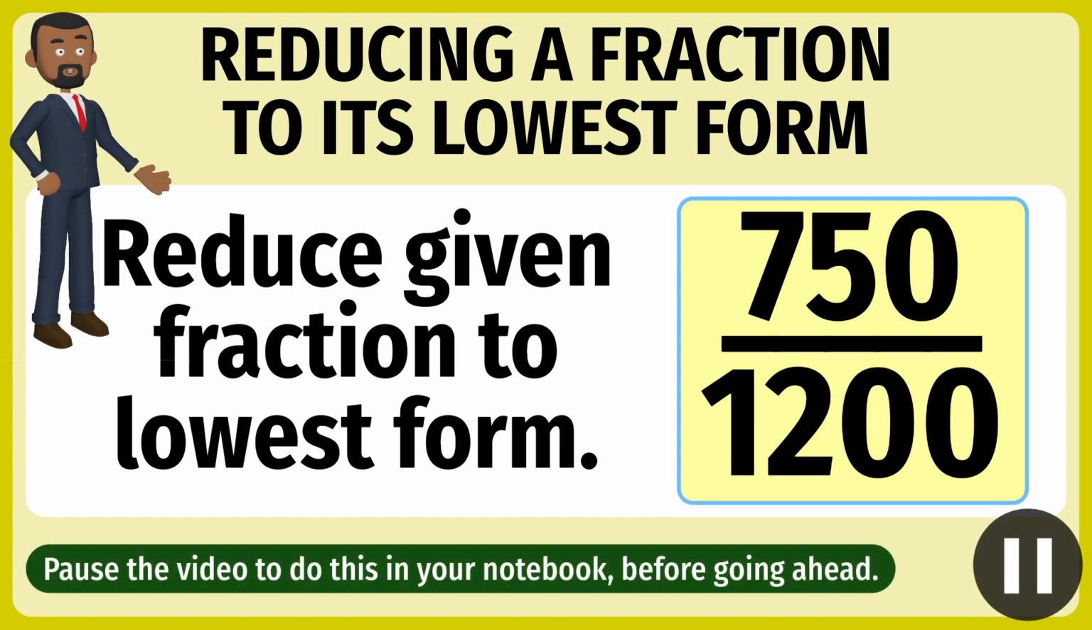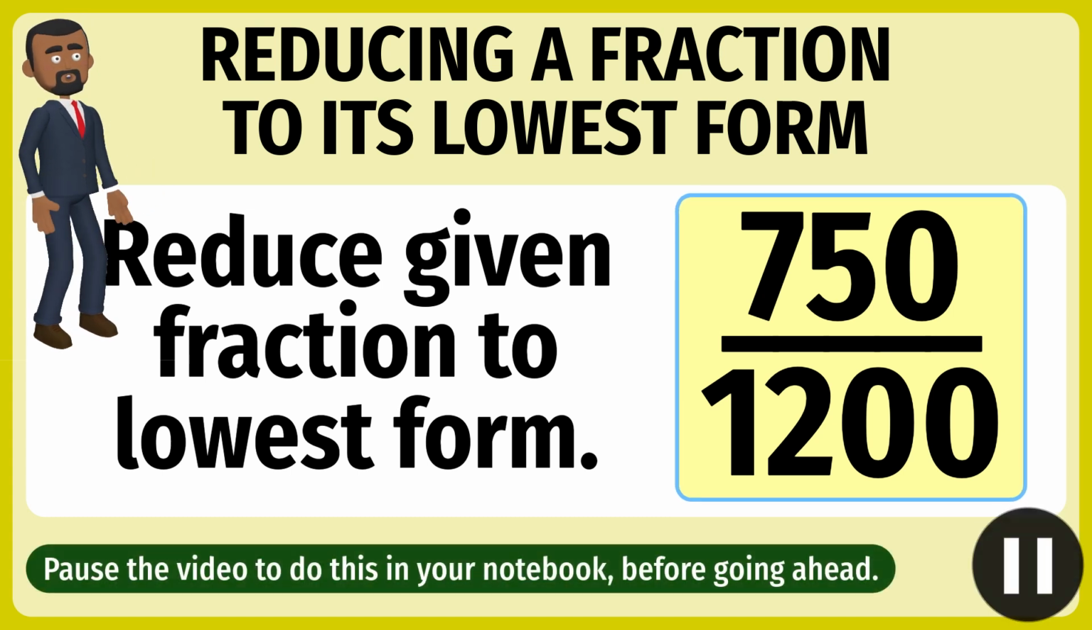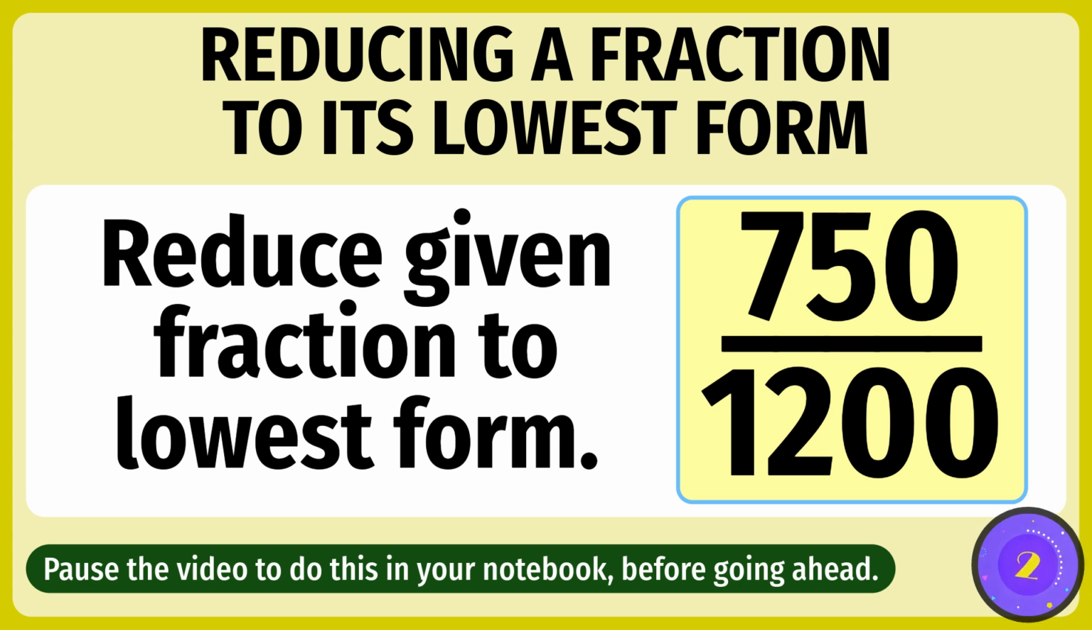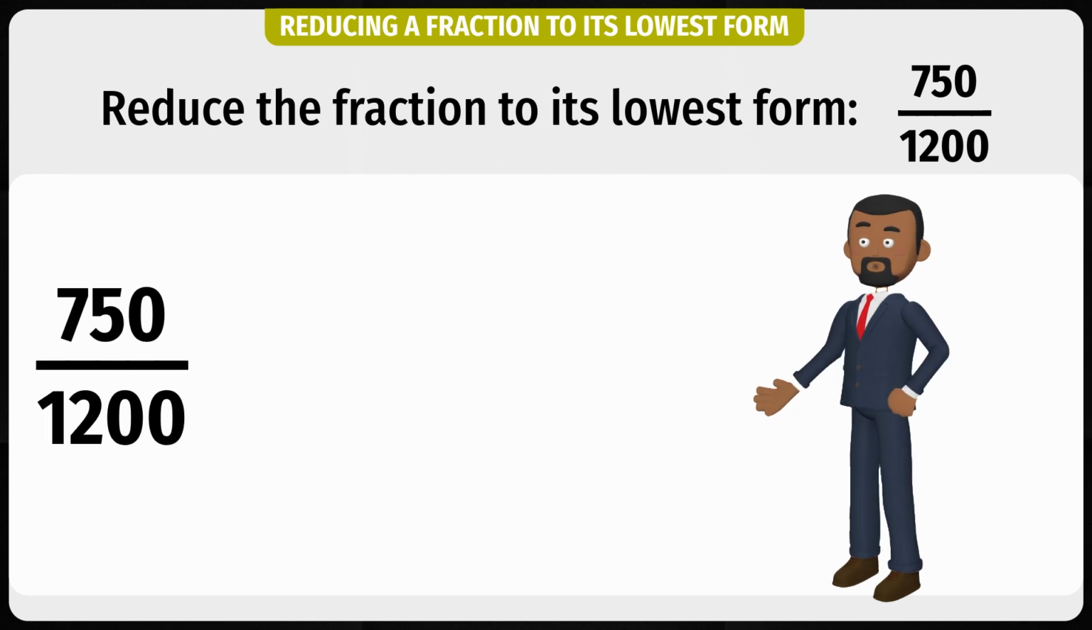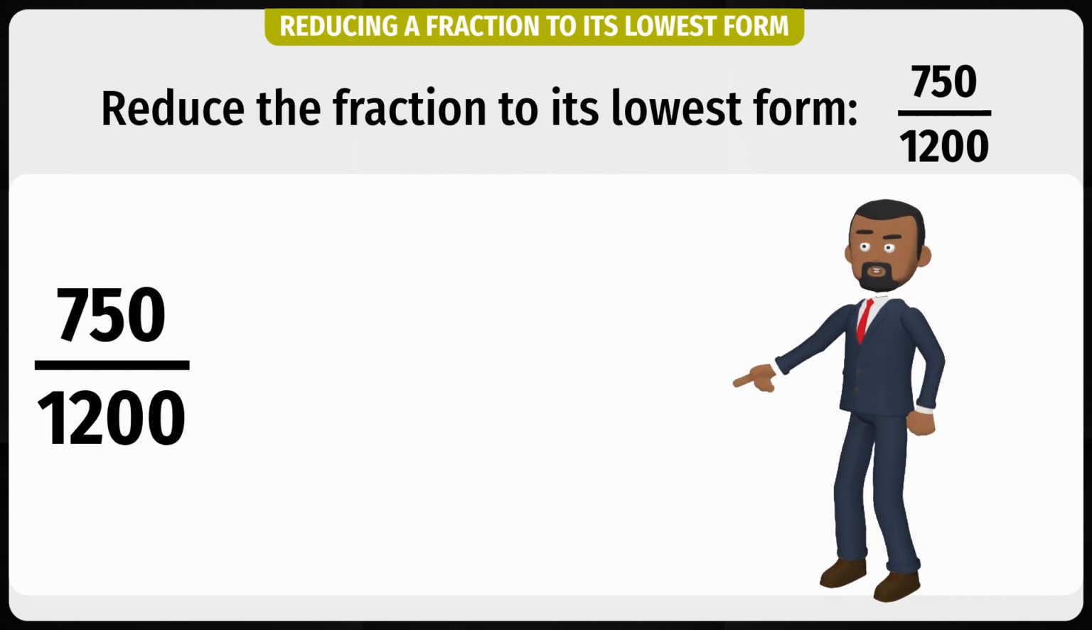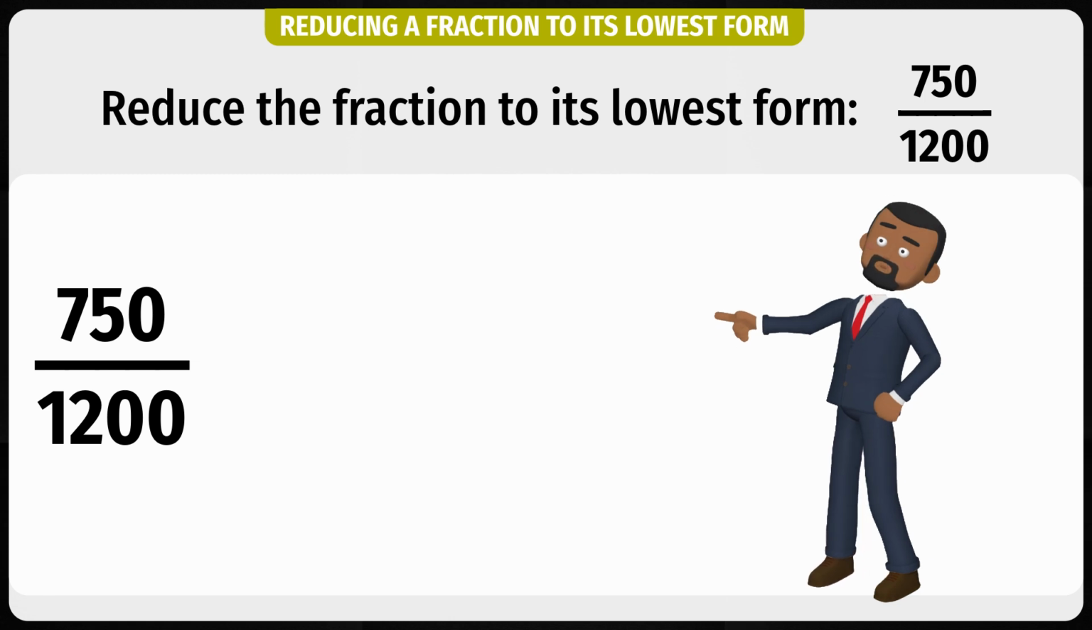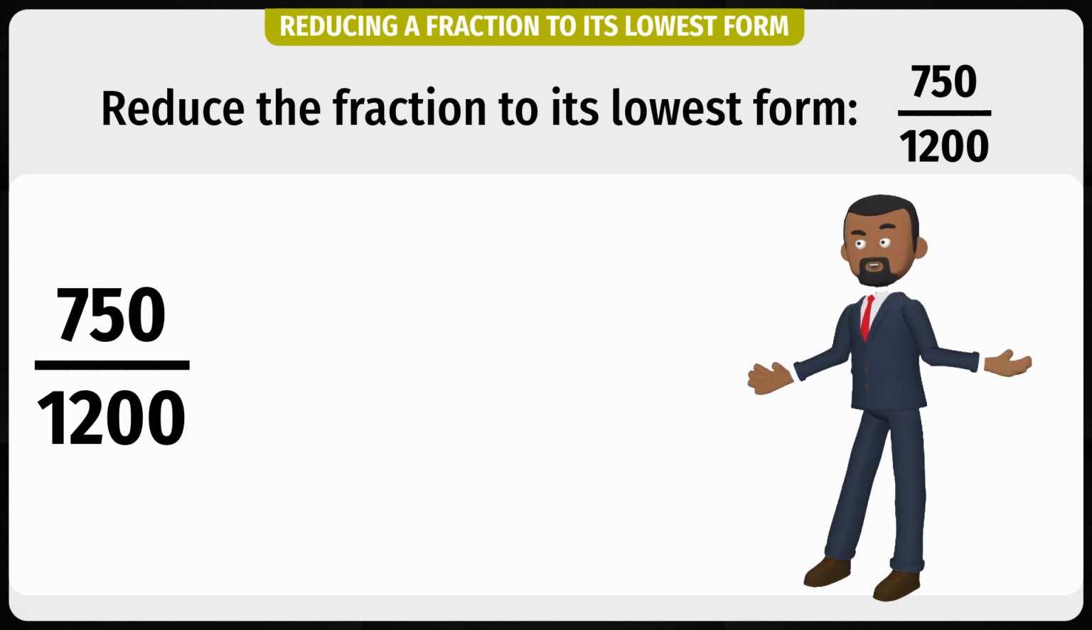Reduce 750 by 1200 to its lowest form. To reduce to its lowest form, we divide both numerator and denominator by a common prime factor, till there are no common factors left, except one, of course.